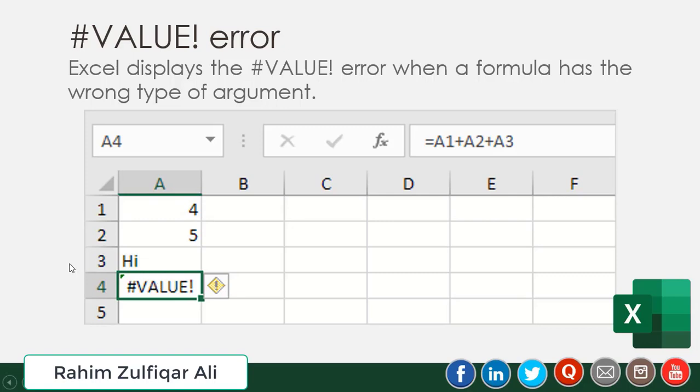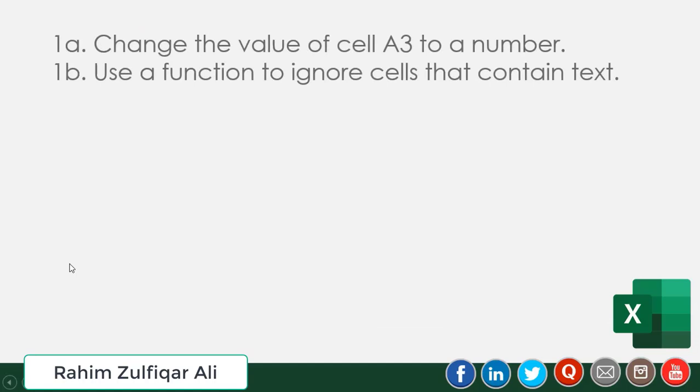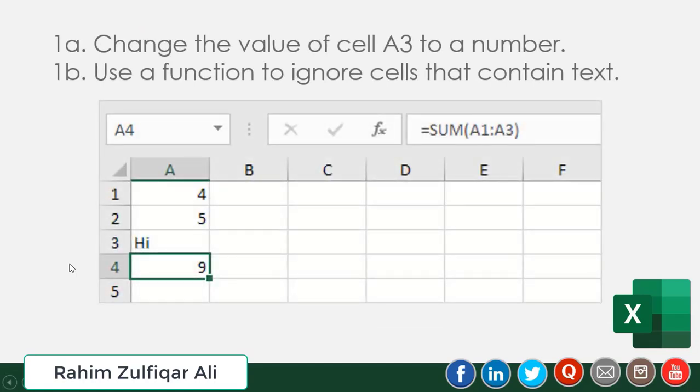But the smart way to handle it is to either exclude A3, the textual cell, or apply the SUM function, because the SUM function has the ability to treat the text value cell as 0 and gives you an output, whether the array contains numbers or text.